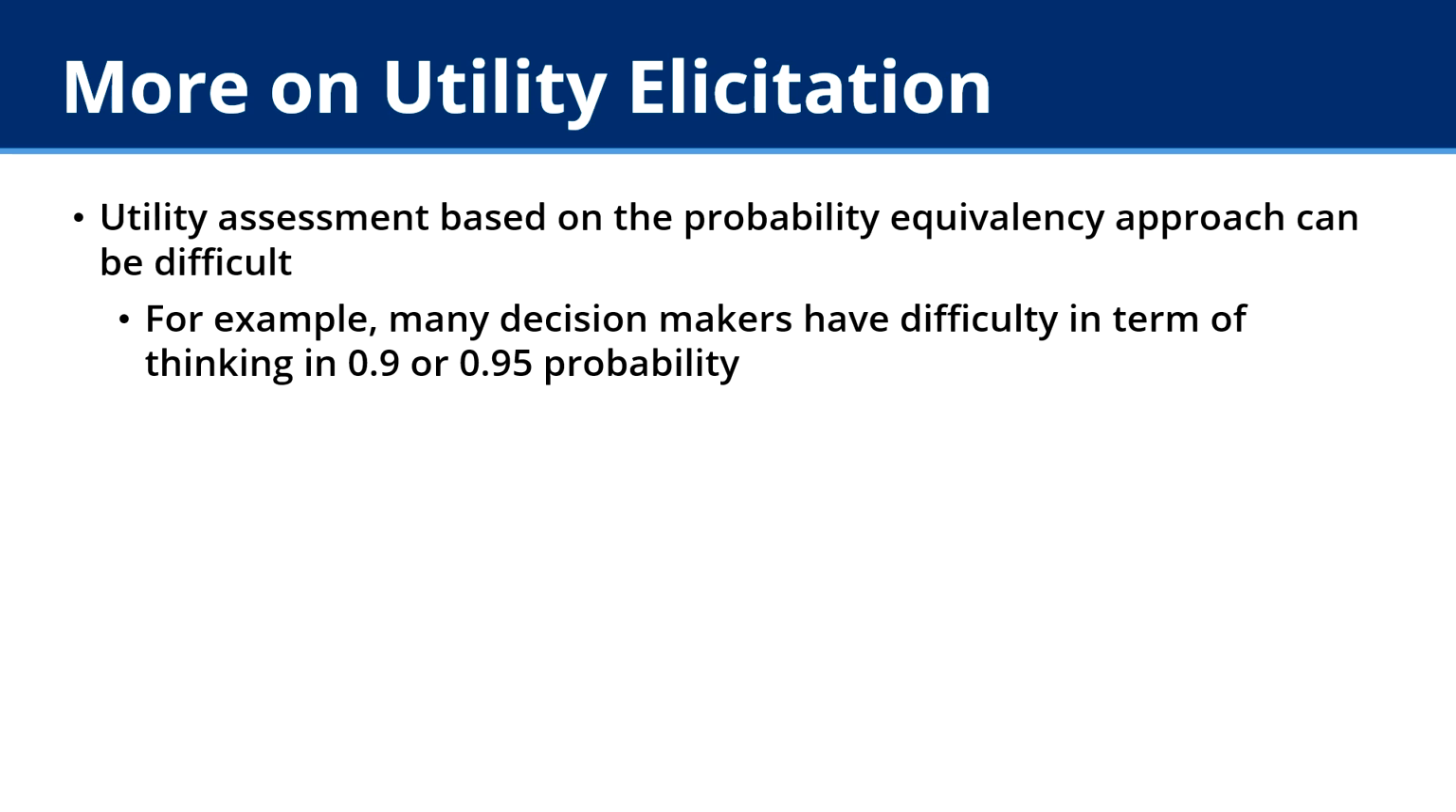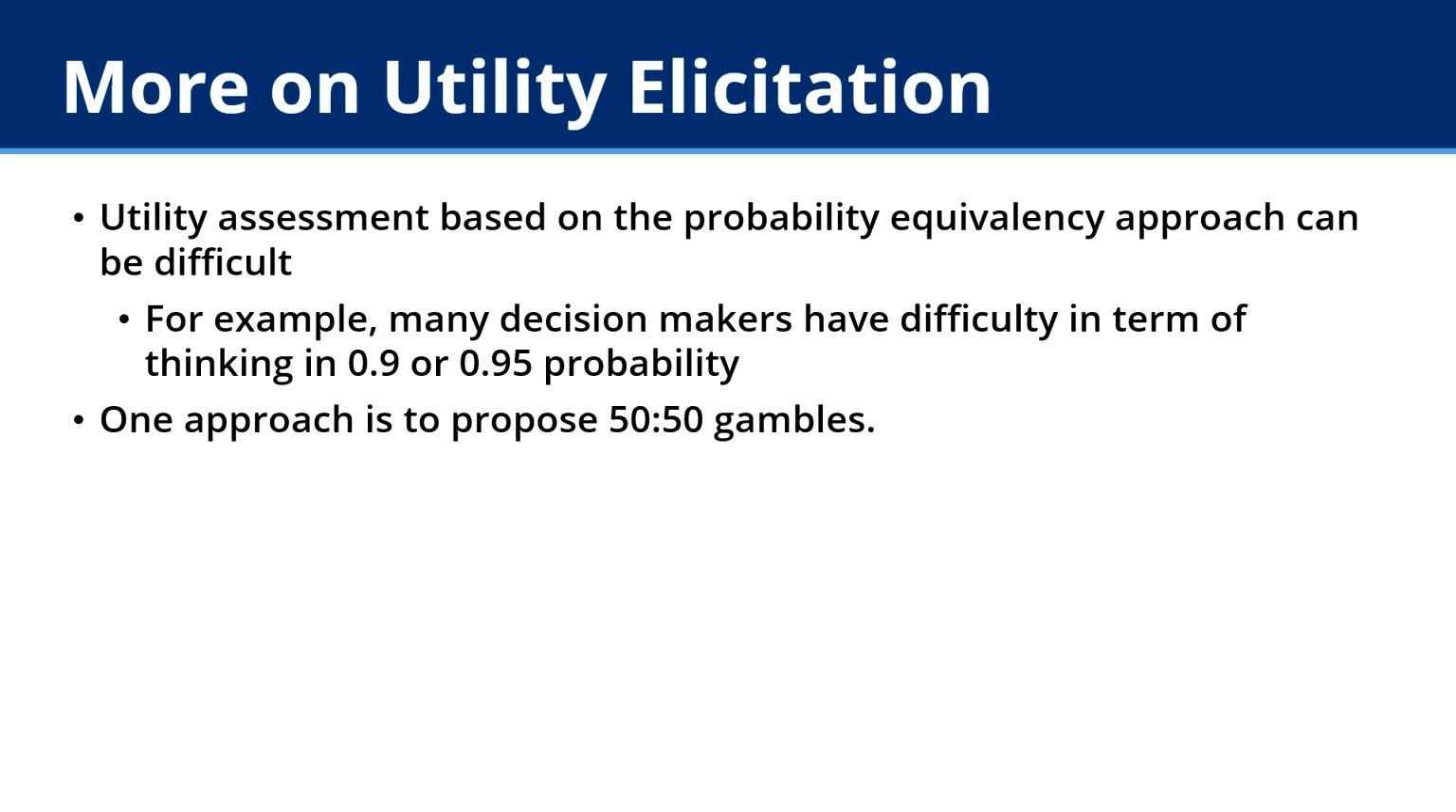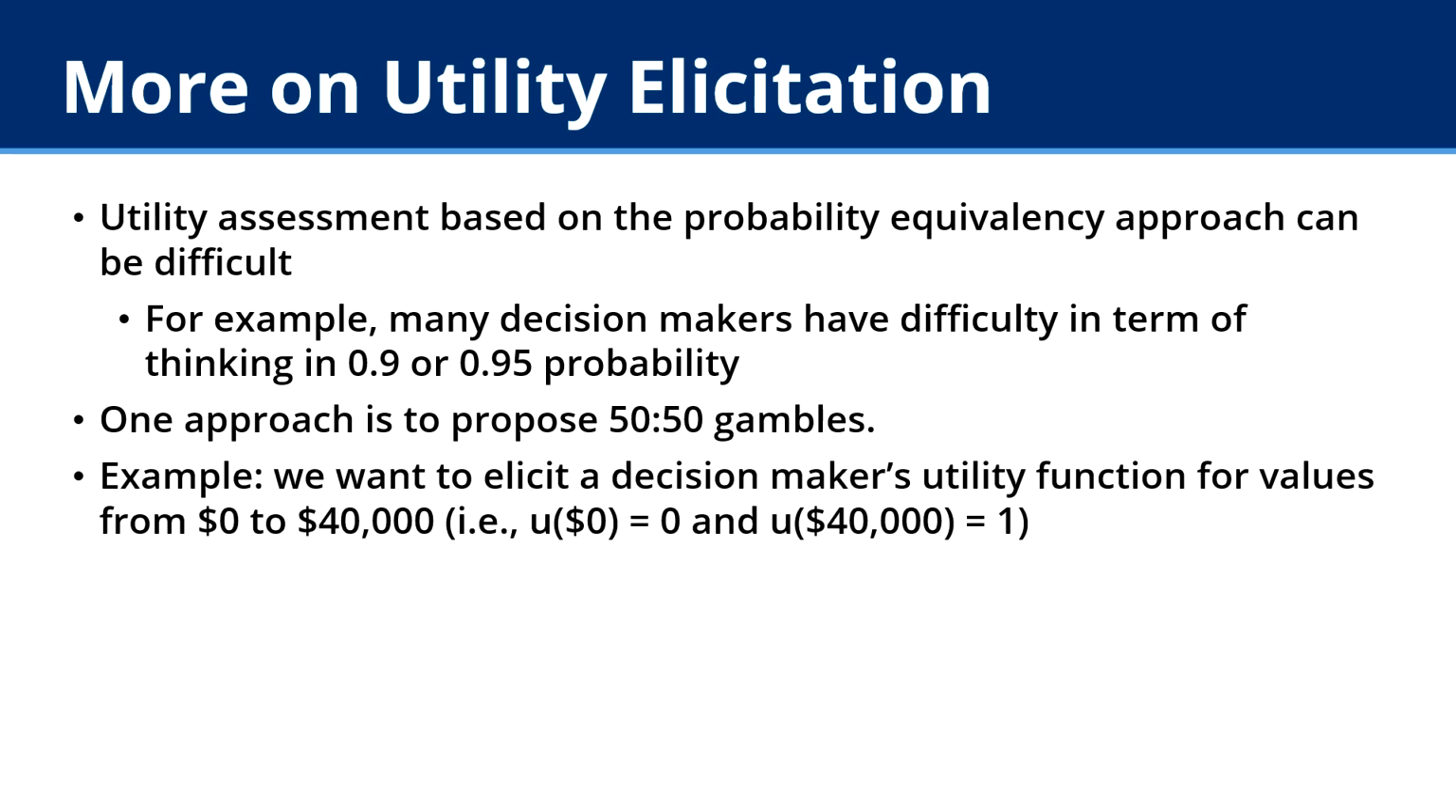It's really difficult for us to make that judgment. So what are some ways to overcome this issue? Ultimately, we want a process that truly captures a person's preference appropriately, so that we can be as reflective of that person's preference as much as possible. So a different approach is simply to use 50-50 lotteries or 50-50 gambles. Don't use any other probabilities, just 50-50. Okay, so here's an example.